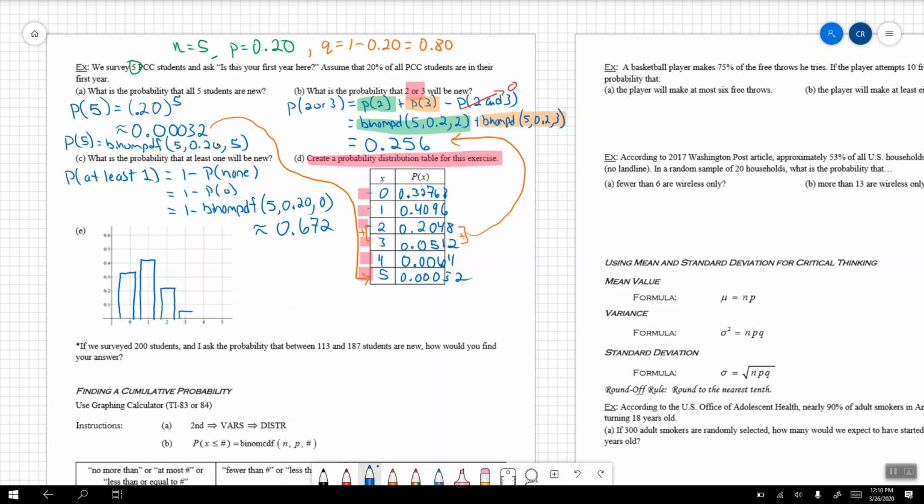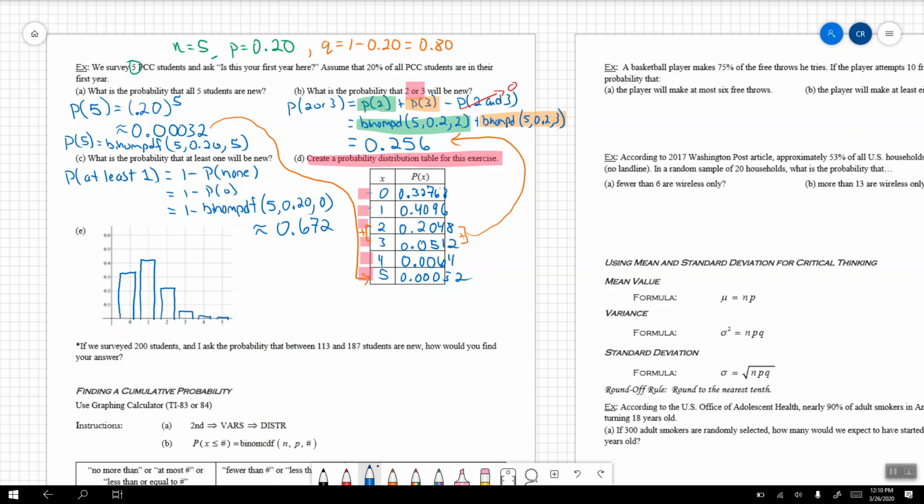0.0512 is roughly halfway between 0 and 0.1. And the last one's 0.32. Oh, sorry, 0.0064. 0.0064, wow, that barely has a height. And then 0.00032 has definitely almost no height in accordance to what we're looking at here.